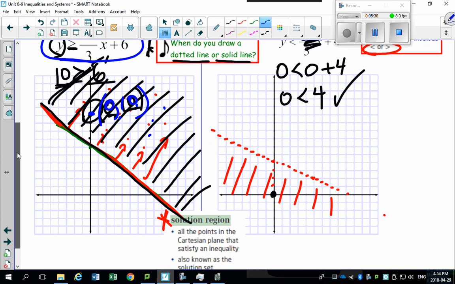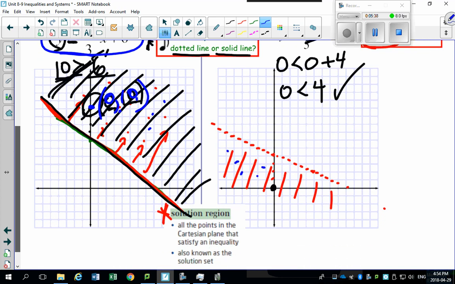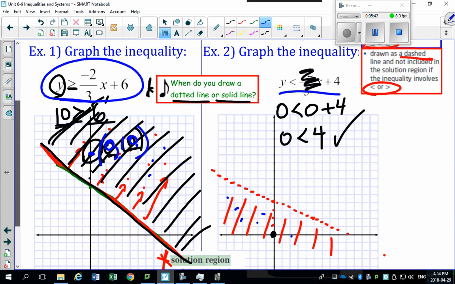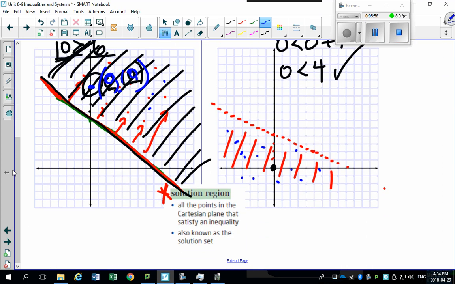Look at this. Any point in this shaded region satisfies this inequality, which of course I scribbled out and you can't see anymore. There we go. Any point down here will work, which is kind of cool. That's what we mean by a solution region. Okay, all right.